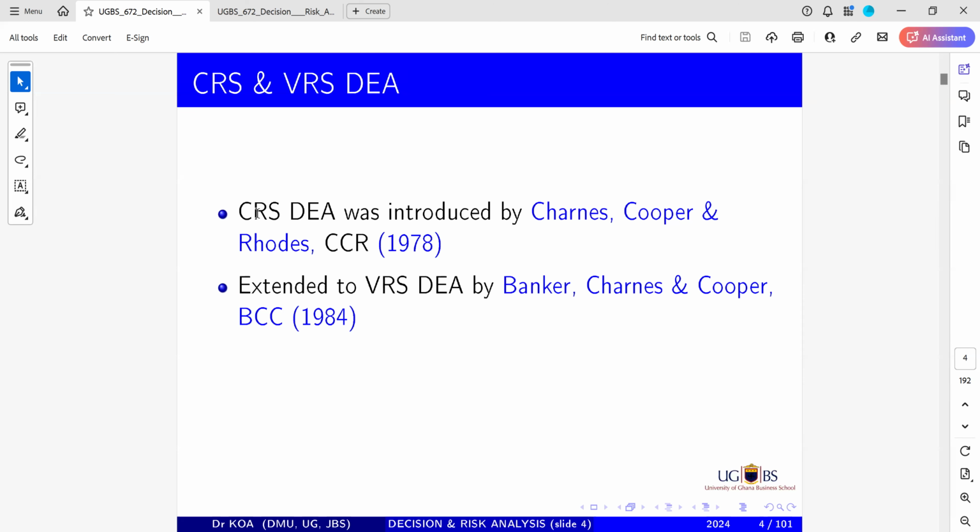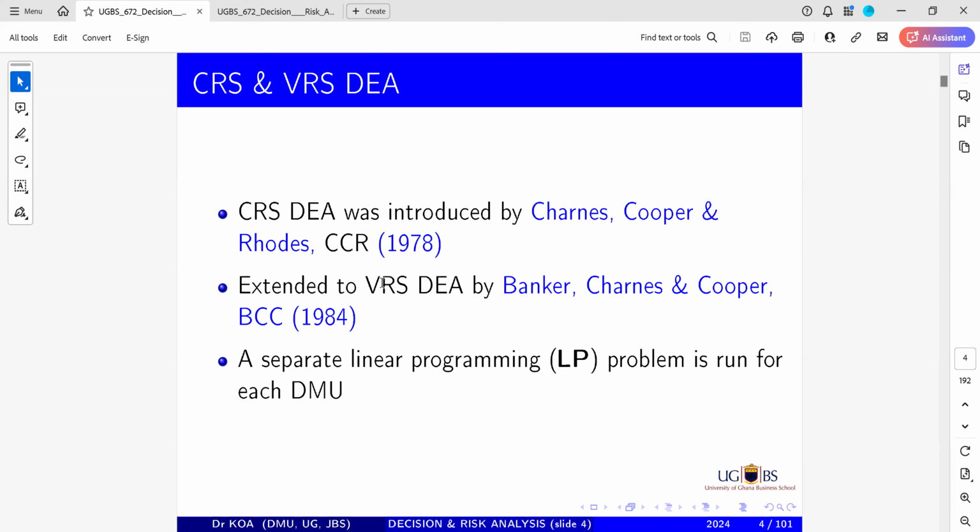And this paper, the original paper was published, I've put it on the page though. The original paper was published in 1978 in the European Journal of Operational Research, but this was published in Management Science, and both of them are very, very top level papers, highly cited in the literature.